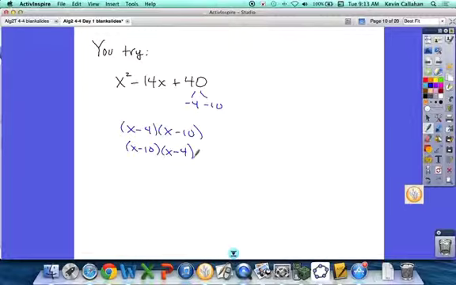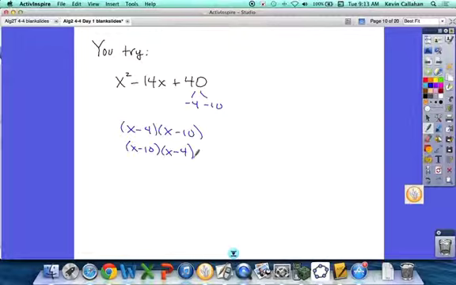Which property says that when you multiply things, the order is not important? Somebody? Commutative, right? 2 times 3 equals 3 times 2. It doesn't matter. Don't think that if you wrote it differently, you did something wrong. It's the same thing.